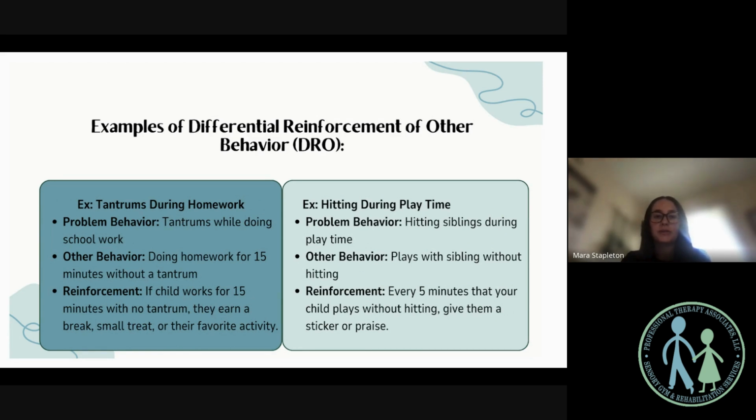Another example, hitting during playtime. The problem behavior would be hitting siblings during playtime. The other behavior, plays with siblings without hitting. And reinforcement, every 5 minutes that your child plays without hitting, give them a sticker or praise.